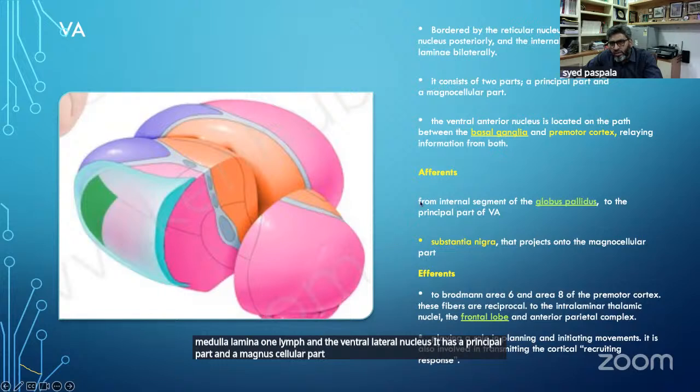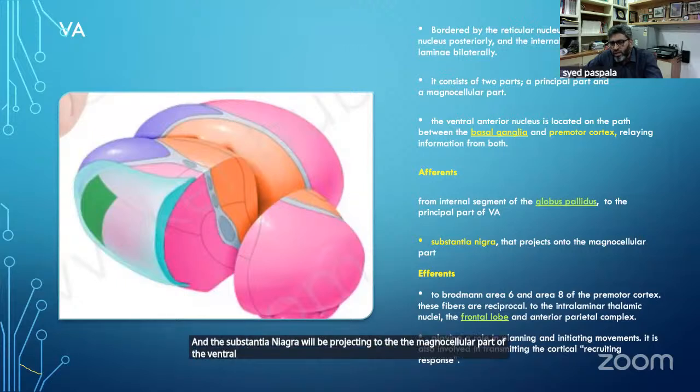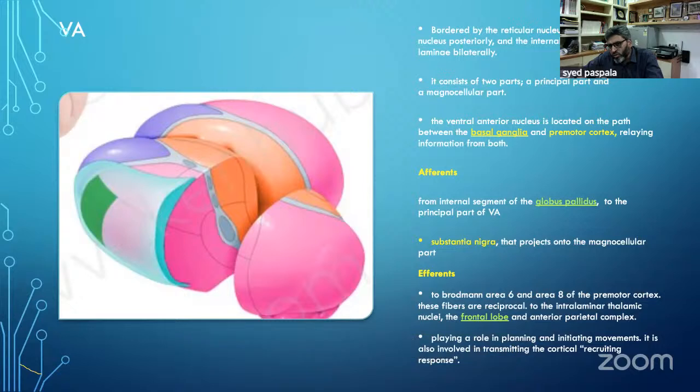The ventral anterior nucleus gets afferents from the globus pallidus and substantia nigra. The globus pallidus will be sending afferents to the principal part of the ventral anterior nucleus, and the substantia nigra will be projecting to the magnocellular part of the ventral anterior nucleus. The efferents will be going to Brodmann areas 6 and 8, and it also gets reciprocal connections from that area. It also sends efferents to the frontal lobe and the anterior parietal lobe.